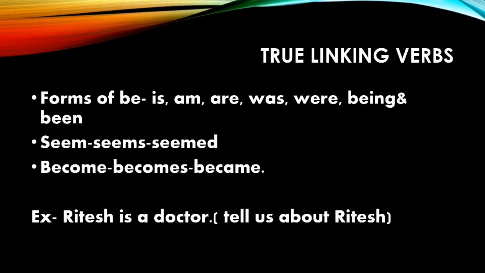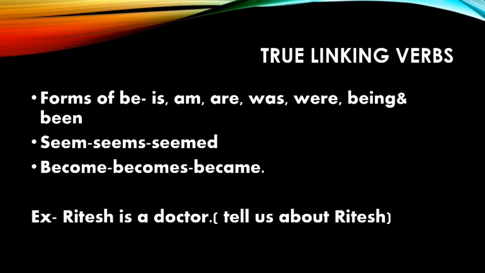Let's see some of the true linking verbs. Now these include forms of be. You all know the forms of be: is, am, are, was, were, being, been. So these all are true linking verbs. Seem, seems, seemed. These are also true linking verbs. Become, becomes, became. These are also true linking verbs. Now, let's take this example. Ritesh is a doctor.